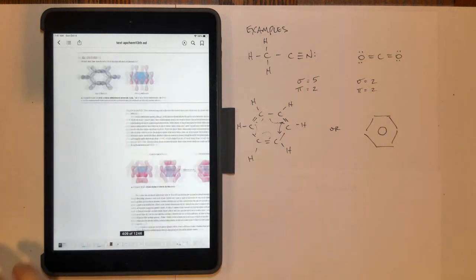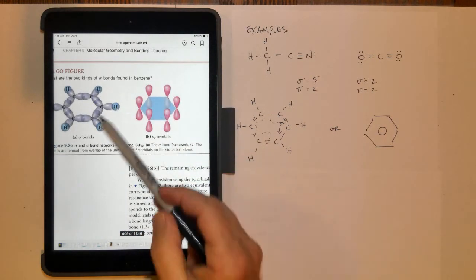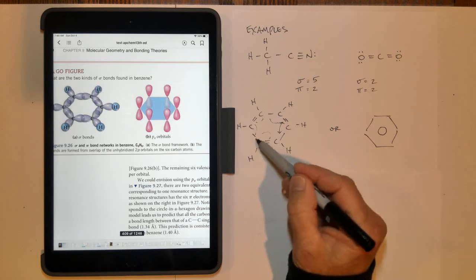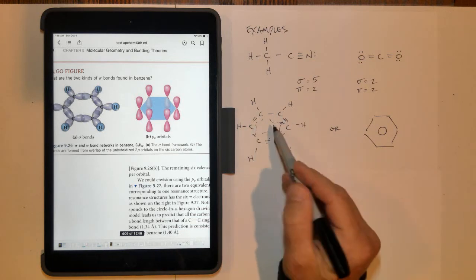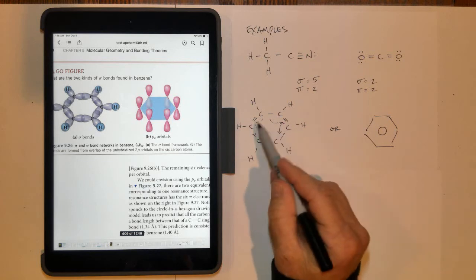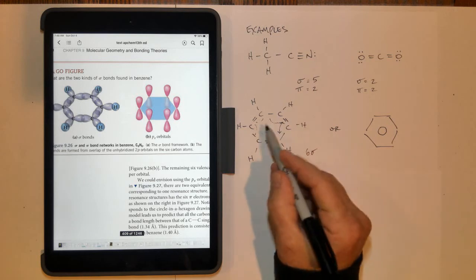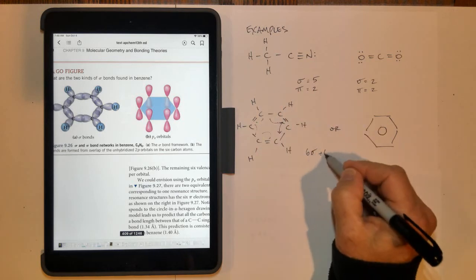Well, when that happens, we actually take each one of the internuclear axis bonds right here and form a sigma single bond right here. So we have 1, 2, 3, 4, 5, 6 sigma bonds in the central hexagon. So 6 sigmas in the hexagon. And then, of course, we have sigmas on the outside too, so 6 more.